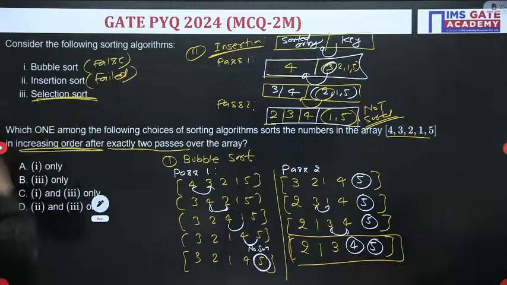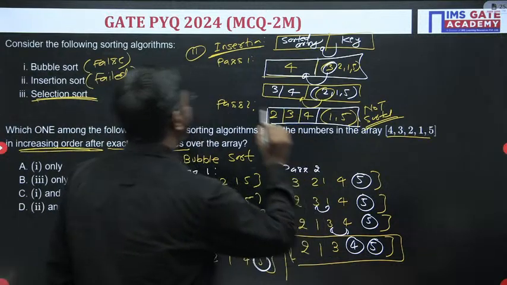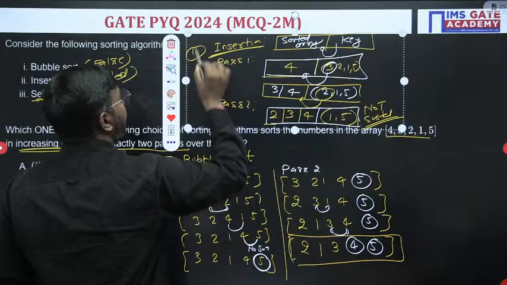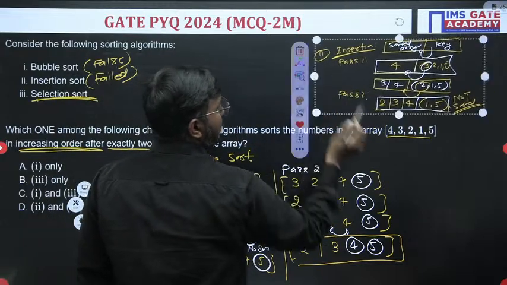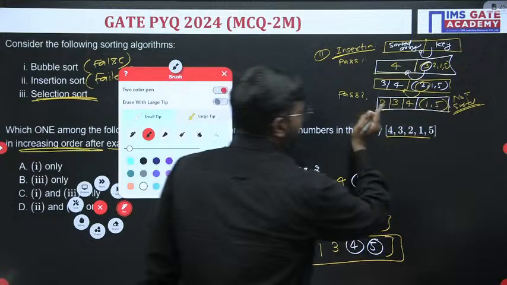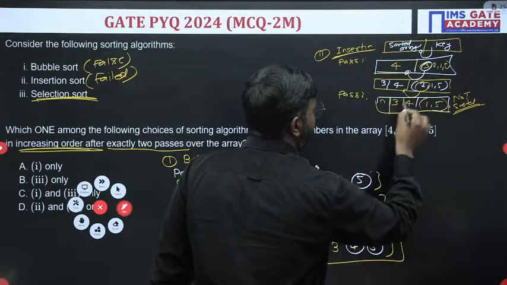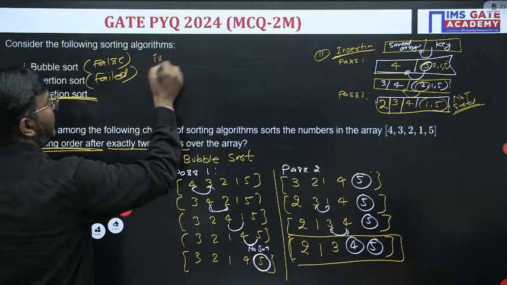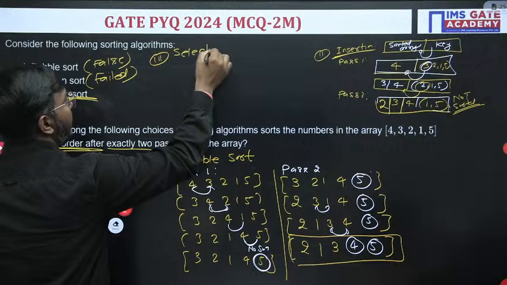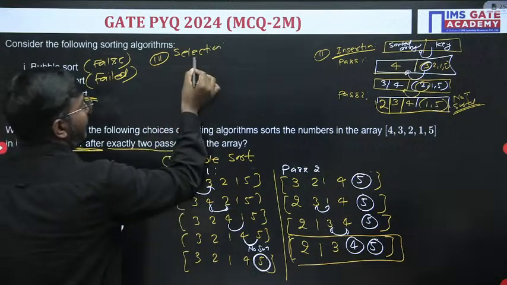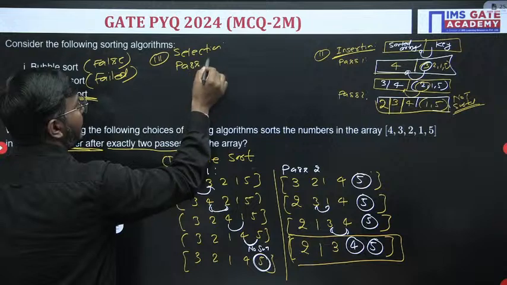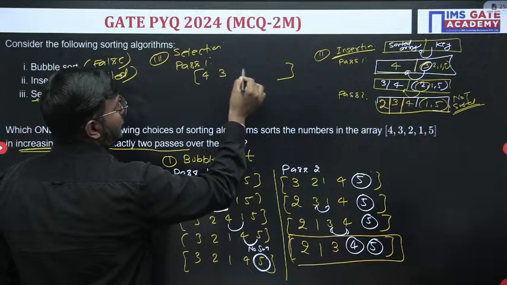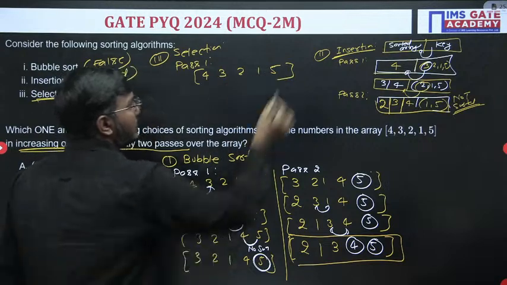The last one is selection sort. See how this selection sort works. I am taking the third one, which is selection. Our array, executing pass 1, has elements 4, 3, 2, 1 and 5.